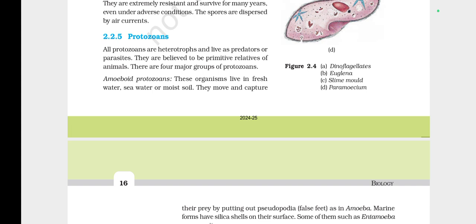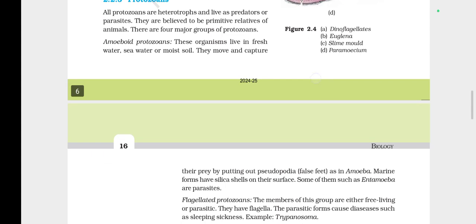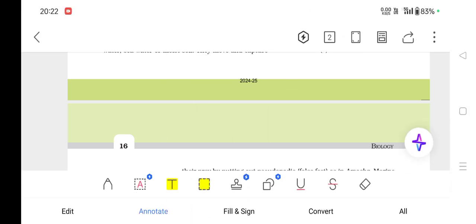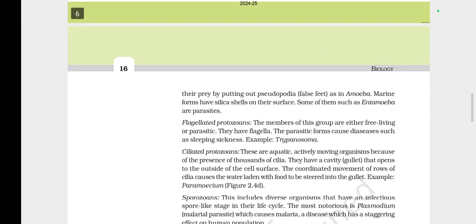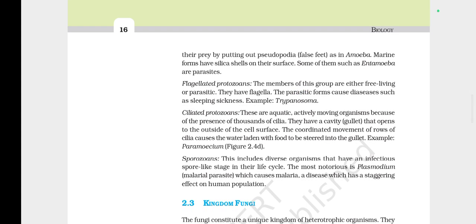Protozoans. All protozoans are heterotrophs and live as predators. They are primitive relatives of animals. There are four major groups of protozoans. Amoeboid protozoans live in fresh water, sea water or moist soil. They capture their prey by putting out pseudopodia, or false feet, like Amoeba. Marine forms have silica shells. Some of them, such as Entamoeba, are parasites.